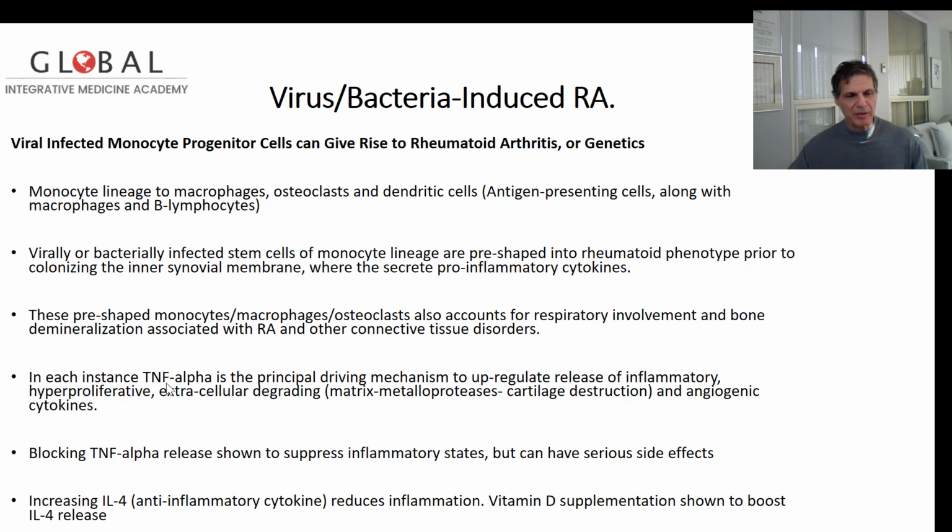So in each instance, tumor necrosis factor alpha is the principal driving mechanism to upregulate the release of inflammatory hyperproliferative extracellular degrading matrix metalloproteinases, which destroy joint cartilage, and angiogenic cytokines. So blocking TNF release has been shown to suppress the inflammatory response, but it can have serious effects. So that's where those biologic treatments come in with Remicade and Humira. If you can destroy the tumor necrosis factor alpha receptors, then those cells are not responding to what those monocyte daughter cells are trying to do. So you can arrest the reaction, if you will.